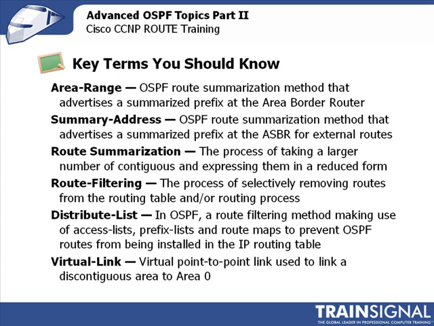Route summarization is the overall process of taking a large number of contiguous networks and expressing them in a reduced form or single prefix. Route filtering is the process of selectively removing routes from the routing table or routing process. In the case of OSPF, it's actually blocking information from the link state database from entering into the IP routing table. Distribute list is a route filtering method using access lists, prefix lists, or route maps to prevent OSPF routes from being installed in the routing table. And a virtual link is a virtual point-to-point link used to link a discontiguous network to area 0.